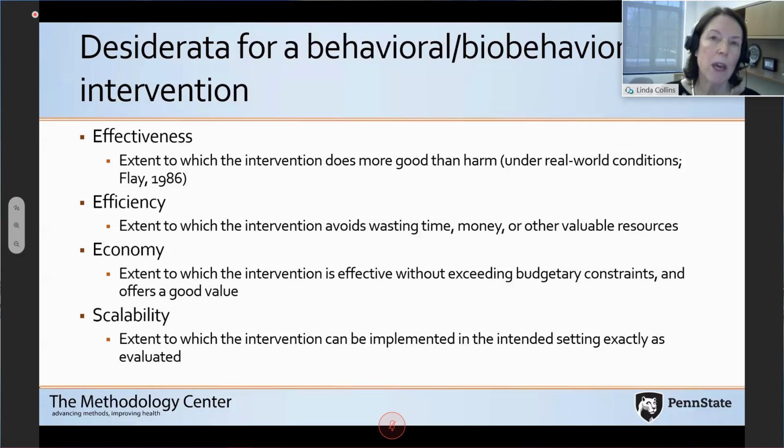And those ad hoc modifications, which often are done if an intervention has been demonstrated to be effective without any regard to efficiency, economy, or scalability, those ad hoc modifications in which the individual responsible for implementing the intervention says, wow, this intervention is just too time-consuming or too expensive. We're going to remove this component and this component. They're very dangerous because you never know whether the components that are removed are the ones that were responsible for the effect that was observed in the RCT.